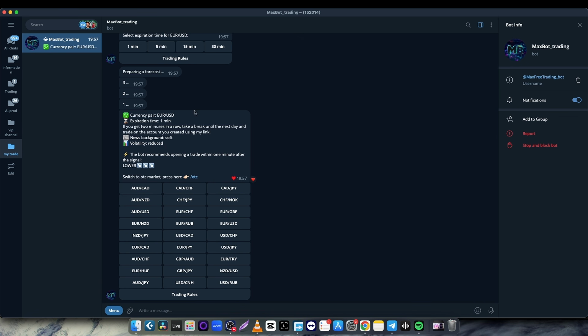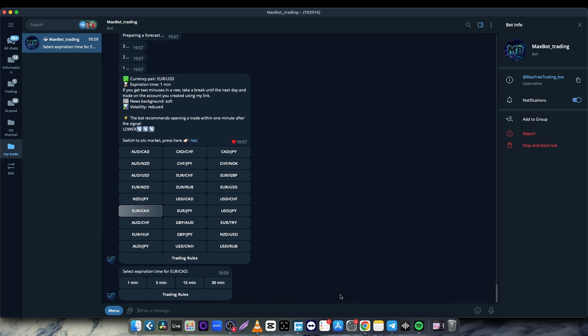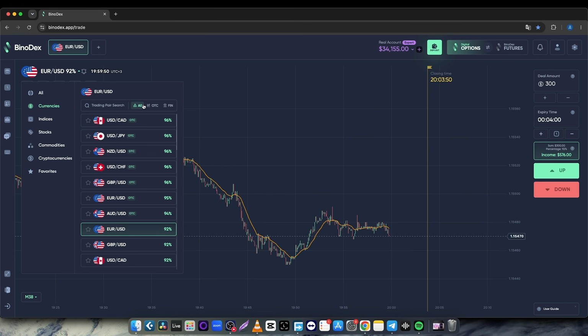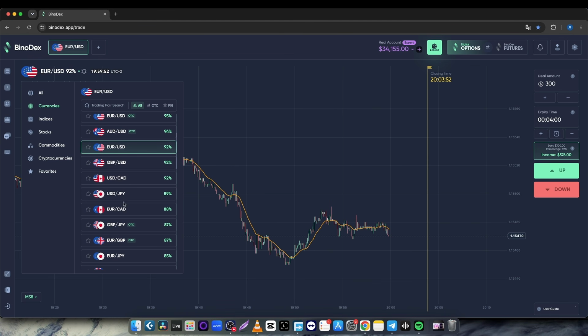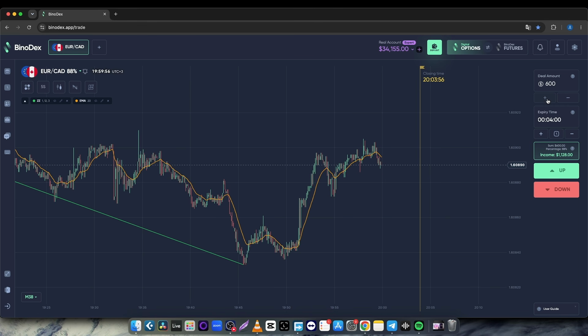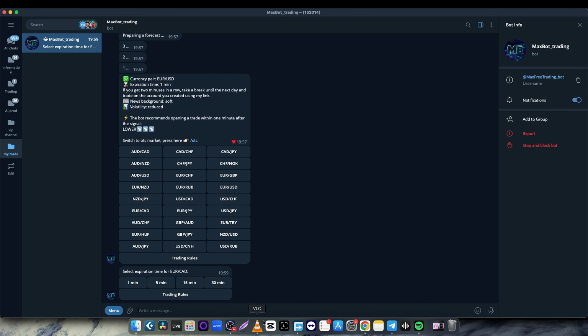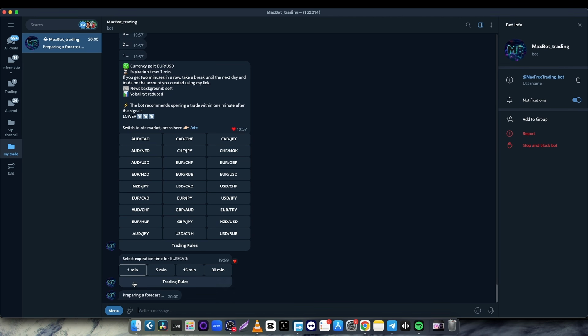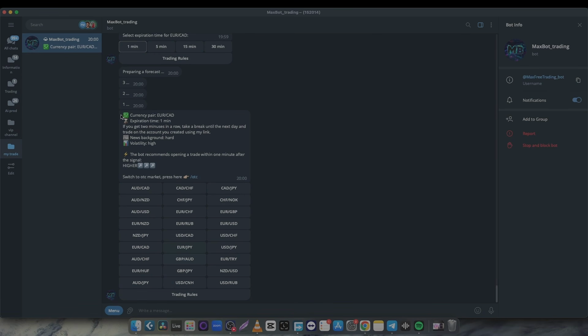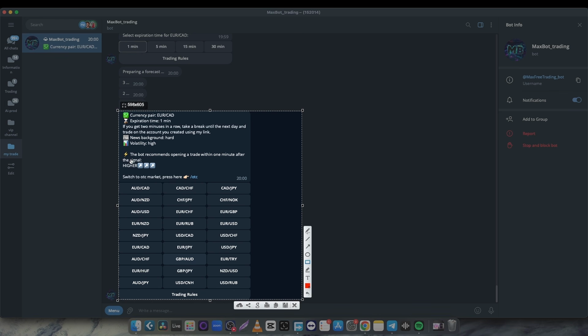In the trading bot interface, I select a currency pair. Let's use the Euro and Canadian dollar. After that, I switch to the Binodex broker and preset this currency pair from the list. The investment amount for the first trade will be $600, and I'll set the expiration time to 1 minute. Now all I have to do is go back to the trading bot interface and press the expiration time button for 1 minute. As you can see, the artificial intelligence is preparing a forecast, and after analyzing the market, the bot has signaled that the price will go up.